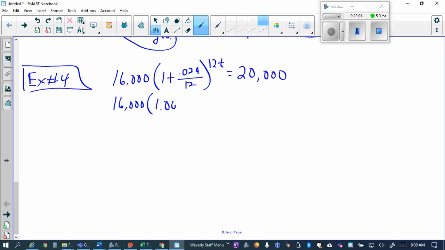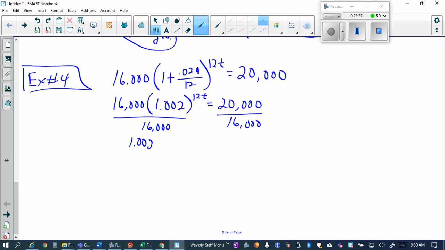Times 1.002 to the 12t equals 20,000. Could have done this in 1 step. But now, before I take the log, what should I do? I clean it up. Get a pure exponential function, right? So if I divide by 16,000, 1.002 to the 12t ends up equaling 1 point something. 1.2, 1.25. No, it's not. Yeah, it is 1.25.